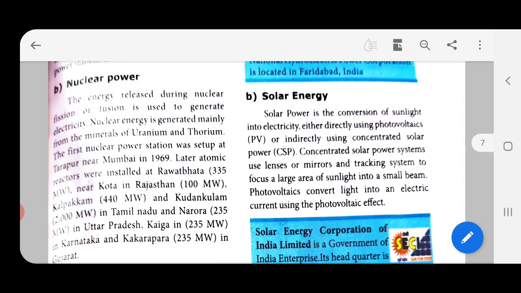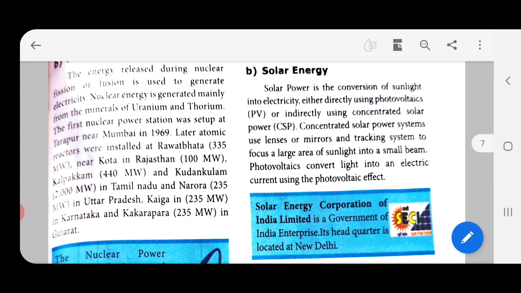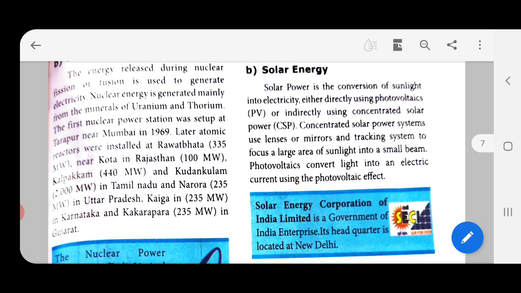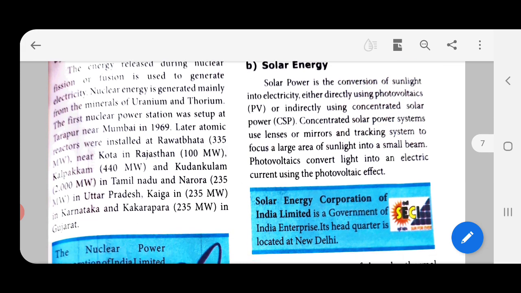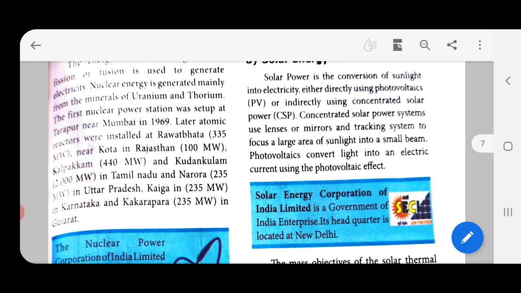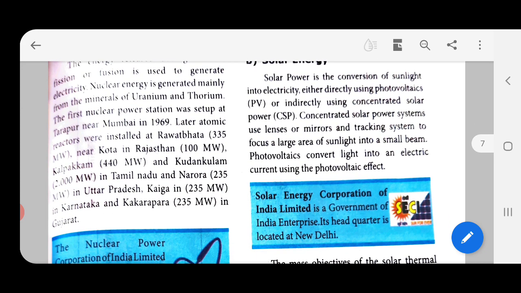Nuclear power. The energy released during nuclear fission. Fission is when the nucleus splits, and fusion is when atoms join together. The energy released during nuclear fission or fusion is used to generate electricity. So we all know that, right? Nuclear energy mainly comes from the minerals uranium and thorium. From these two we get most of the nuclear energy.